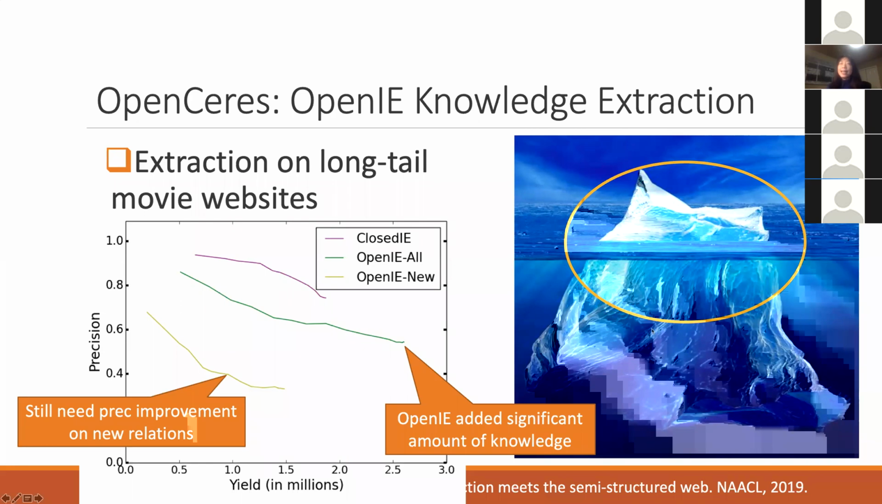So this technique now allows us to extract unknown unknowns. In other words, we did not know those attributes before, but we are able to extract them. So that is part of the iceberg below the water.